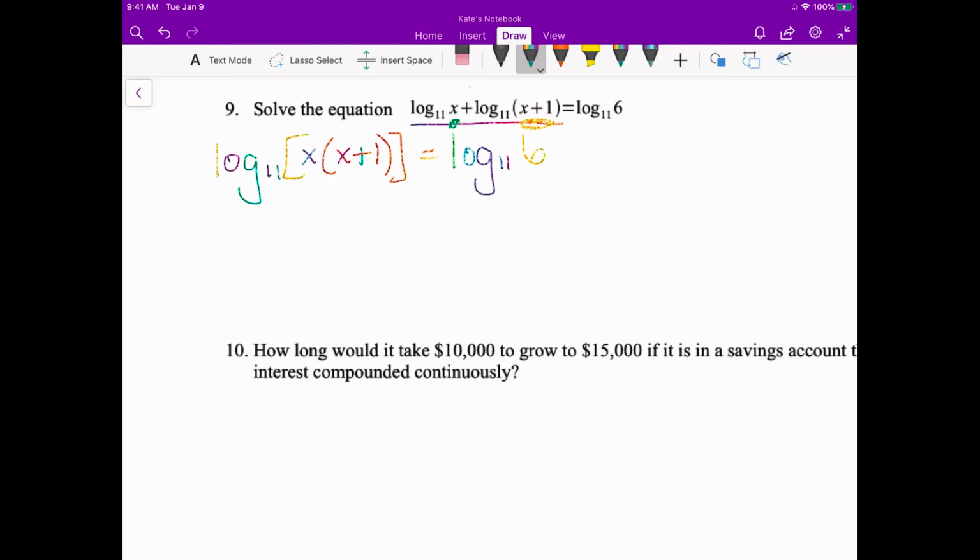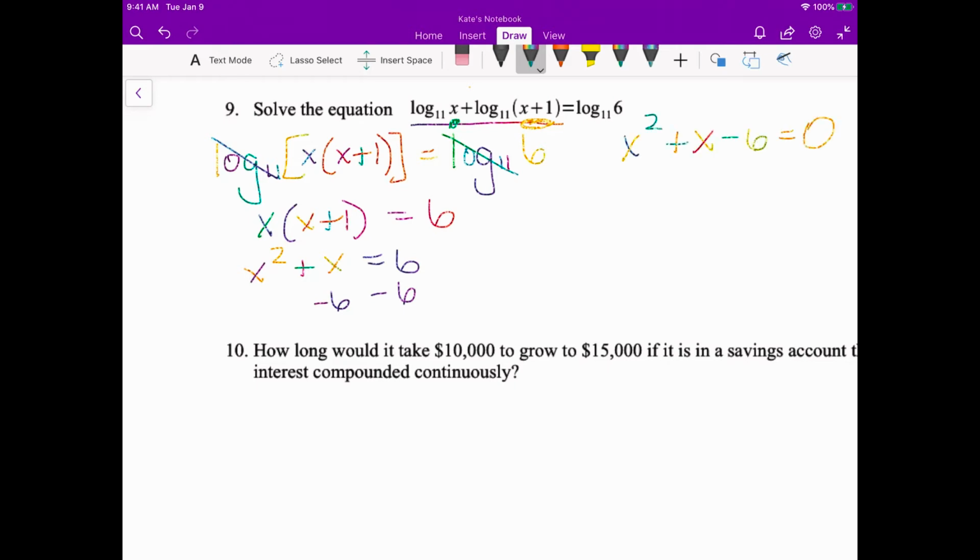Now I end up with a log base 11 on both sides of the equal sign. When you have a log with the same base on both sides, they really just cancel out. So on this side, I end up with x times x plus 1 equals 6. I distribute, so I end up with x squared plus x equals 6. Because I have an x squared, it indicates I have to factor. I need the equation to equal 0, so I subtract 6 on both sides. Then we end up with x squared plus x minus 6 equals 0.